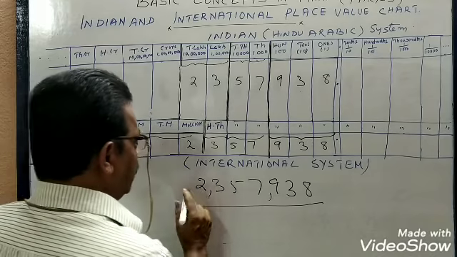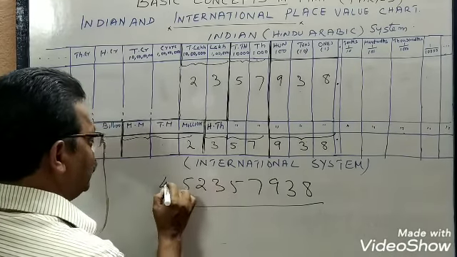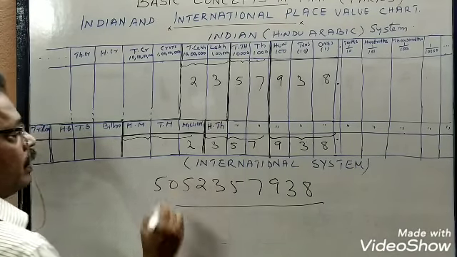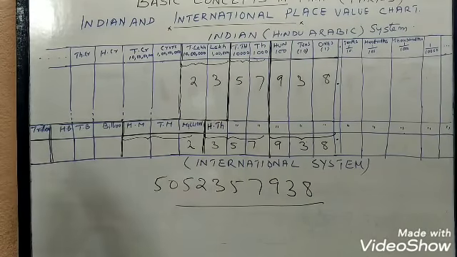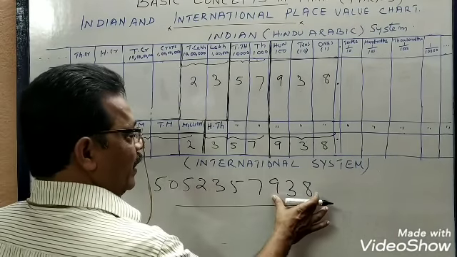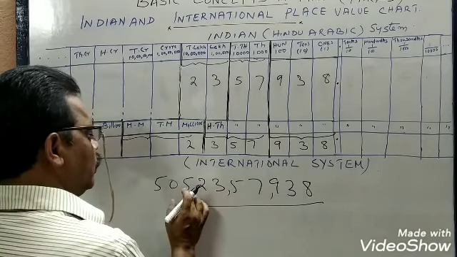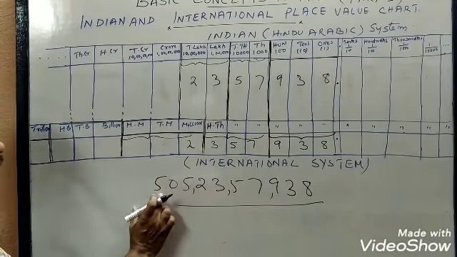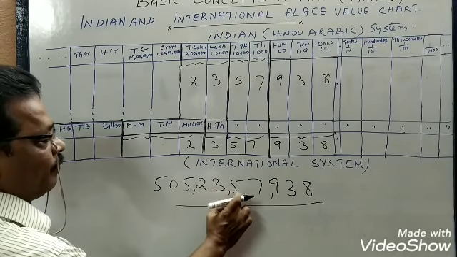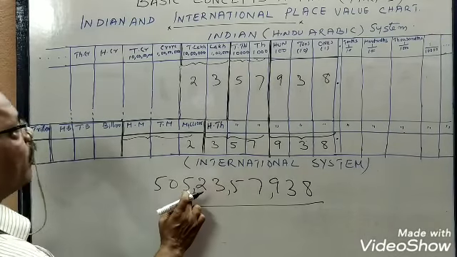Suppose we make this number a little bigger. How to name this number? This is a big number. We can name it in the Indian system and the international system. In the Indian system, 3, 2, 2, and then the remaining will come in the crores place. So it will be 505 crore 23 lakh 57,938.